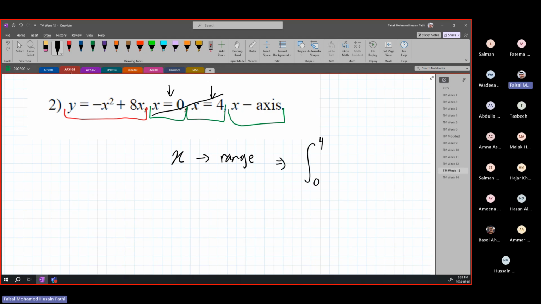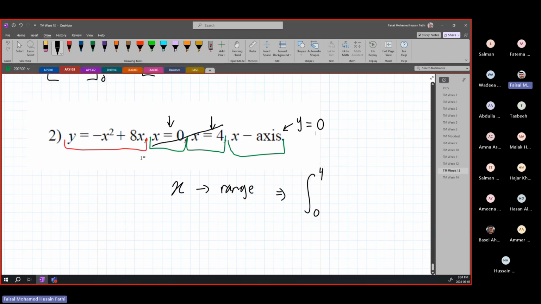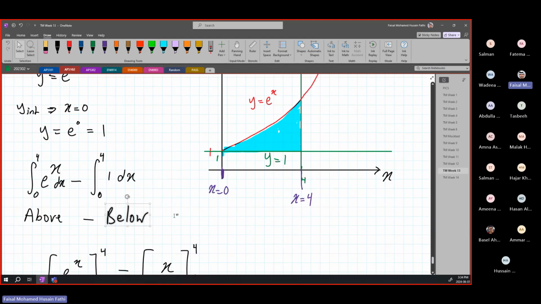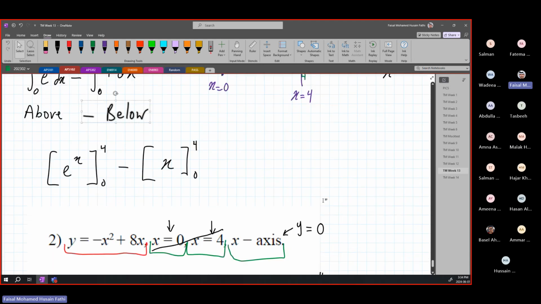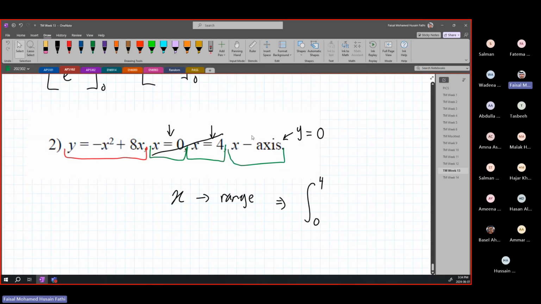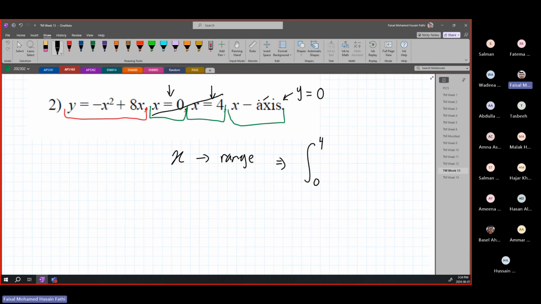The x-axis, remember, I said that this is the same as y equals 0, all right? So if we're applying the same method here, above minus below, it's above minus 0, which is y equals 0. So again, the x-axis is already dealt with. We don't need to look at it anymore.